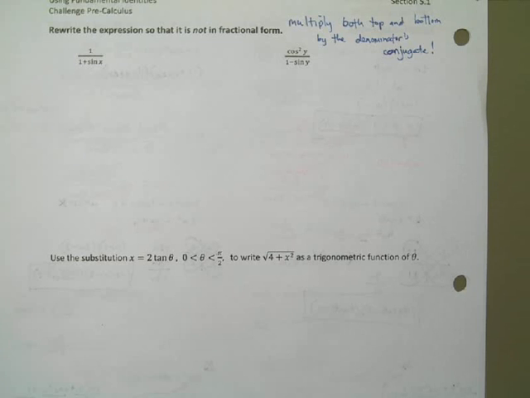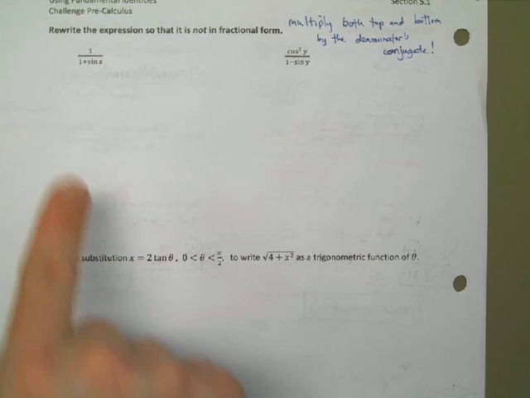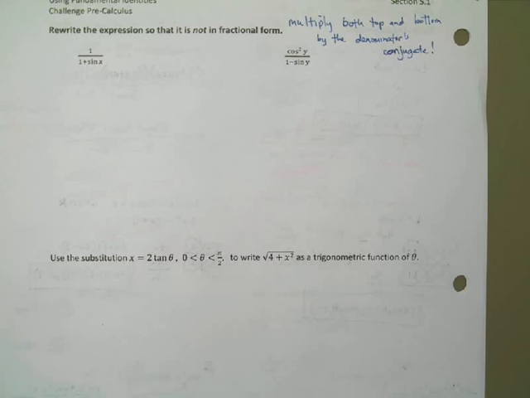Okay, in this video I'm going to be rewriting a trigonometric expression so that it is not in fractional form. We're only working on these two problems on the top here. So we can see here that I have 1 over 1 plus the sine of x, and that's what I want to rewrite. I want to get rid of the fraction and make it so it's all linear, no fractions.